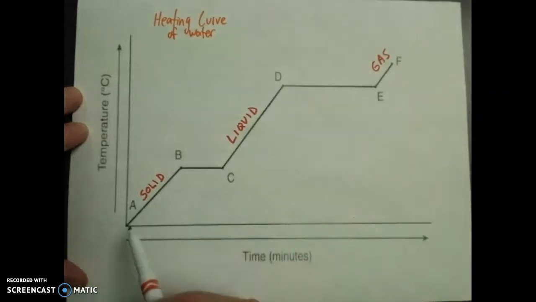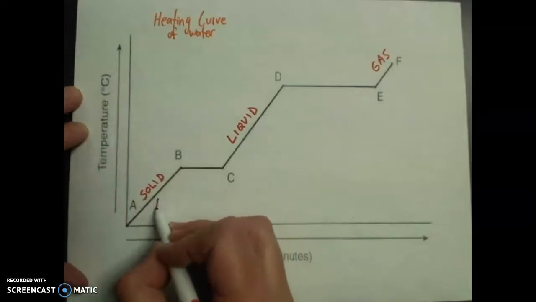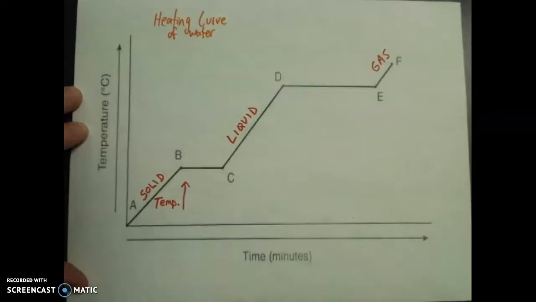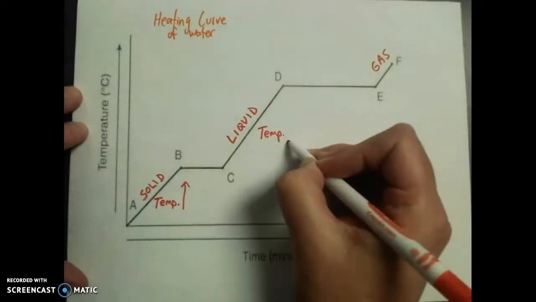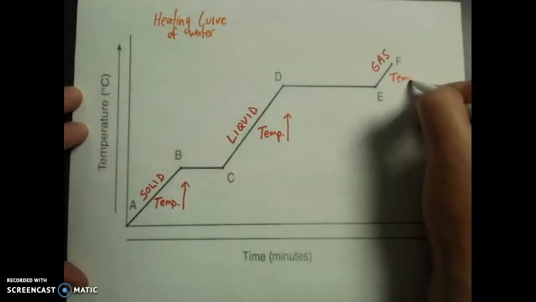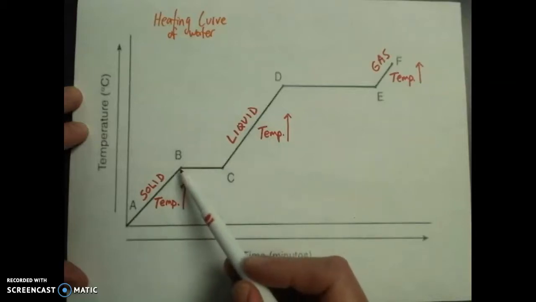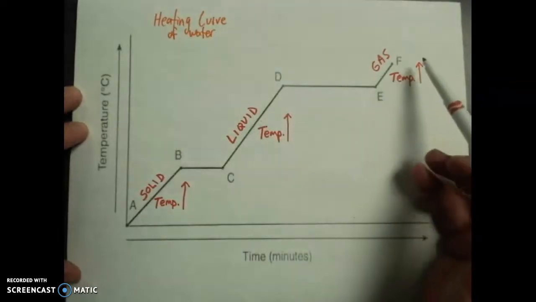We know that as we go over with time, the temperature is increasing. So I'm going to write temperature increasing. This temperature is also increasing, as well as this temperature increasing. So as we move over time, we see that the temperature increases from a solid towards a phase change. A liquid is increasing in temperature towards a phase change, and a gas.